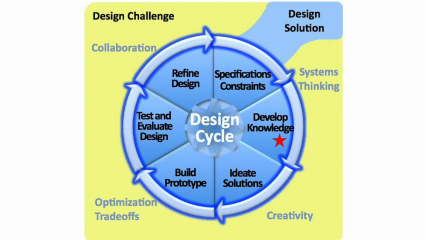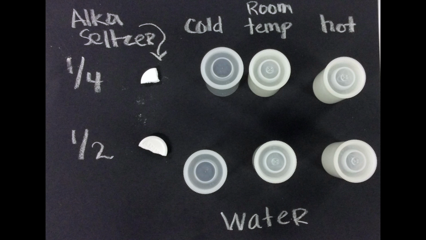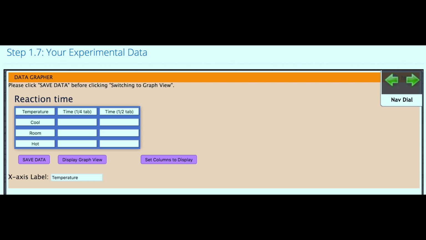In this activity, learners will begin to develop their knowledge about chemical reactions by conducting a couple of experiments. Wearing their safety glasses, learners will compare what happens when they put in a quarter and a half of an Alka-Seltzer in cold, room temperature, and hot water. For each condition, they will record the time in seconds that it took for the cap to pop off the canister. Learners will record their experimental data in the WGG learning environment.